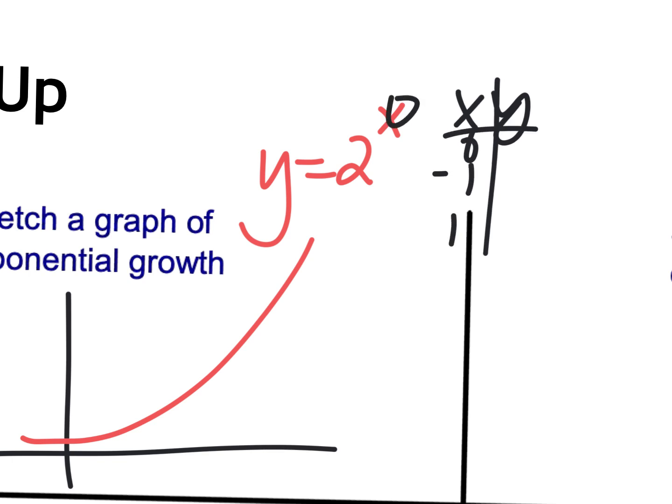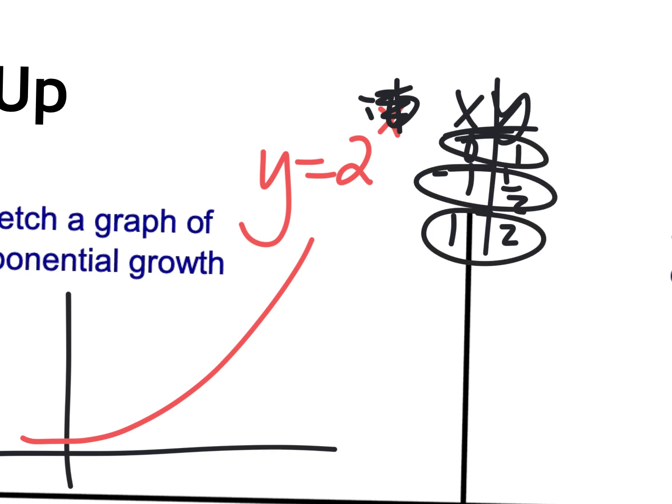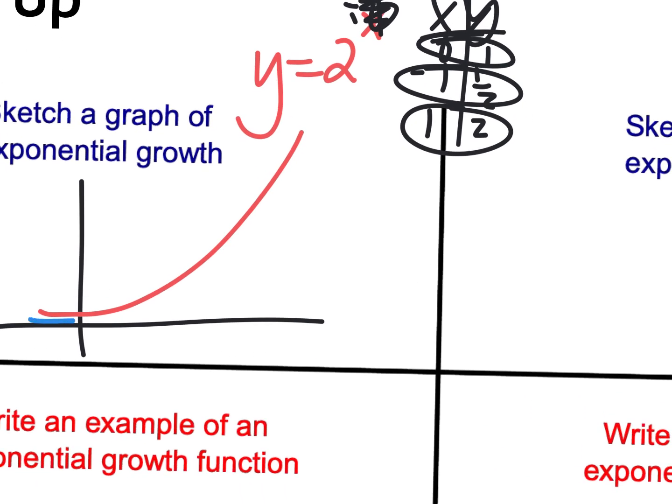Put in a 0, 2 to the 0 is 1. Stick in a -1 and it flips. Stick in a +1 and it'd be 2 to the 1, which is 2. And these 3 points would be your key 3 points. And then the asymptote would be along here.